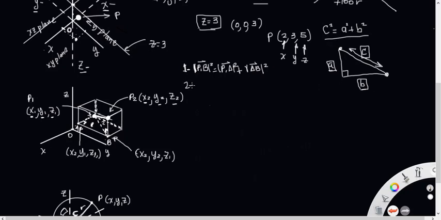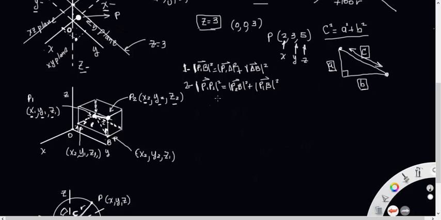For triangle number two, if we do the same, we can see that P1P2 squared, which is the distance from here to here, equals P1P2B squared plus P1B squared. We add these little arrows to indicate that these are vectors. And now we have the Pythagorean theorem for these two triangles, triangle 1 and triangle 2.